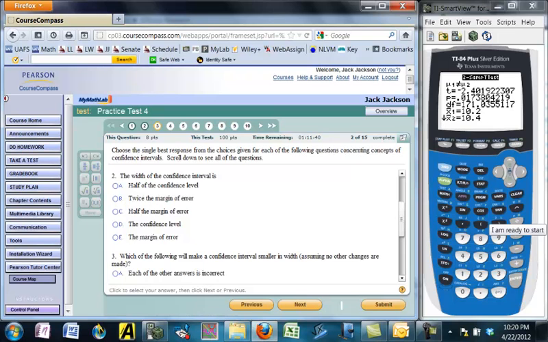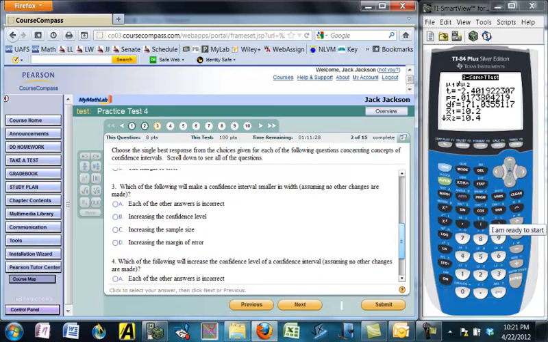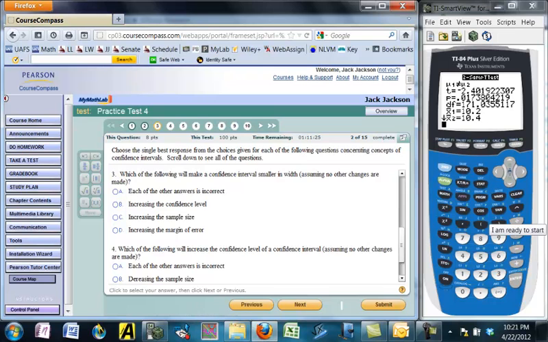The width of the confidence interval is twice the margin of error. Which of the following will make a confidence interval smaller in width, assuming no other changes are made? If you increase the confidence level, you're going to make the interval wider. If you increase the sample size, that's going to make it smaller. If you increase the margin of error, you make it wider. So the only one that makes it smaller is increasing sample size.